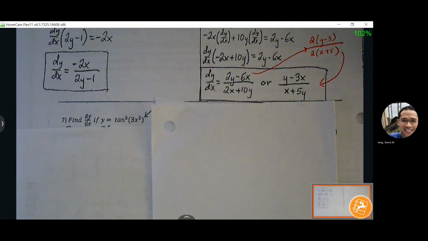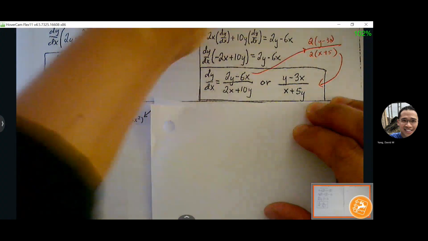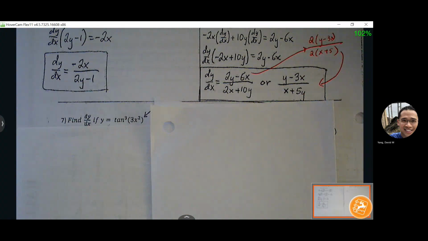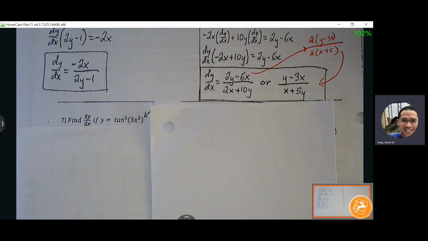So 3x. Okay, take a look at 7. What do we have to be careful about with number 7? First, what big rule is required here? Chain rule, yeah. But this is a nested chain rule.